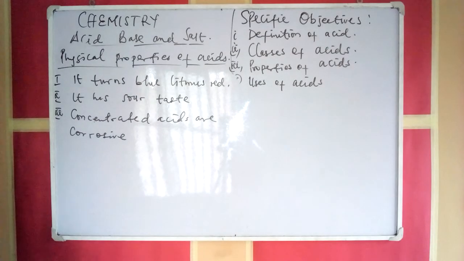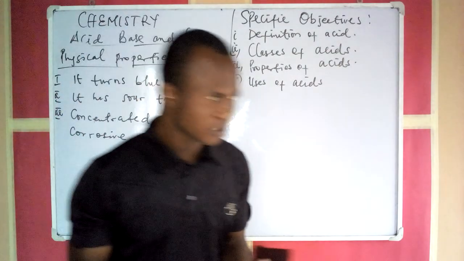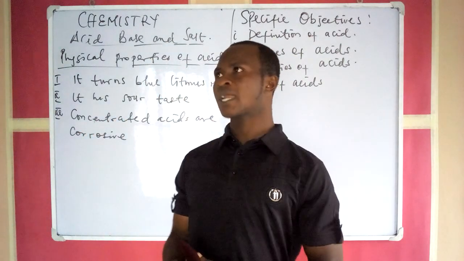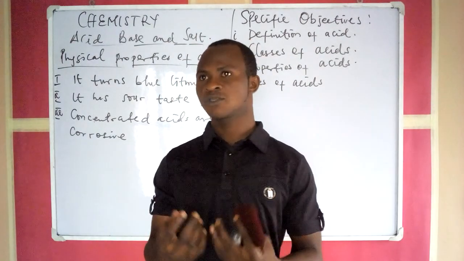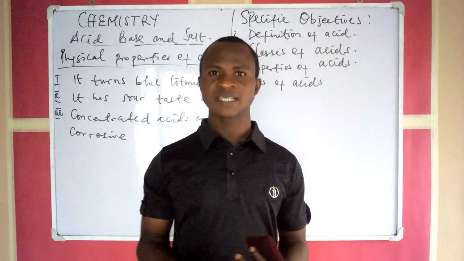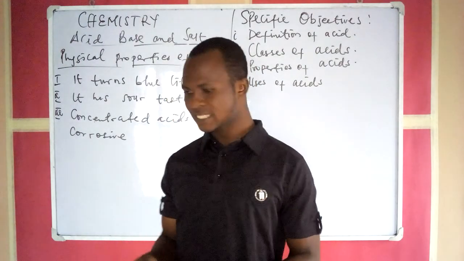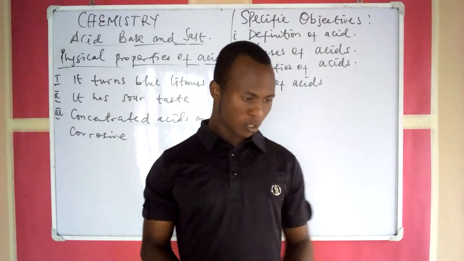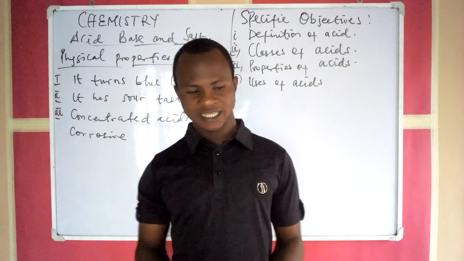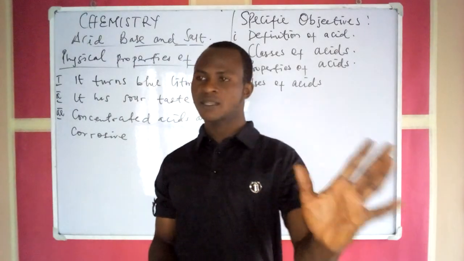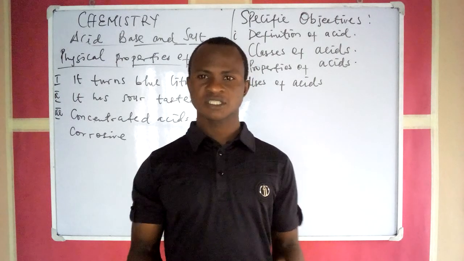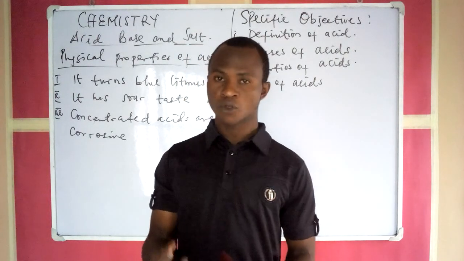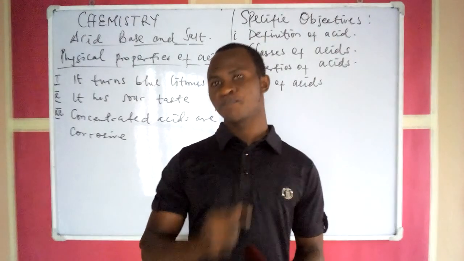Concentrated acids are corrosive. When we say that they are corrosive, it means they are highly reactive. They can attack any substance that you try to pour them on. For example, if you apply an acid like H2SO4 on tiles, you discover that it bleaches the tile within just a few minutes. That is to show that it is very corrosive. I mean the concentrated one.